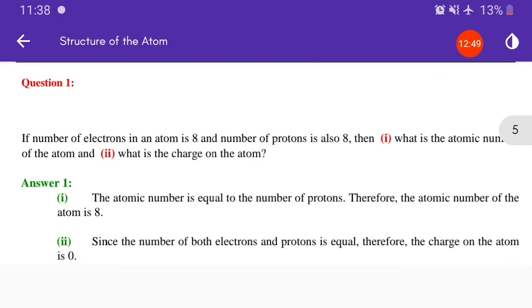Next question, if the number of electrons in an atom is 8 and the number of protons is also 8, then what is the atomic number of the atom and what is the charge on the atom? First, the atomic number is equal to the number of protons. Therefore, the atomic number of the atom is 8, because atomic number indicates the number of protons. Since the number of both electrons and protons is equal, therefore the charge on the atom is 0.